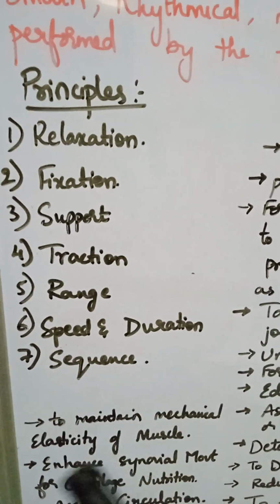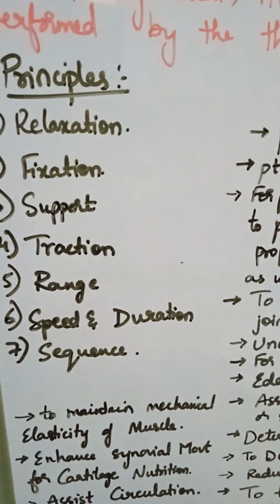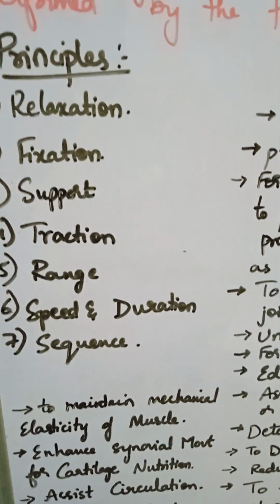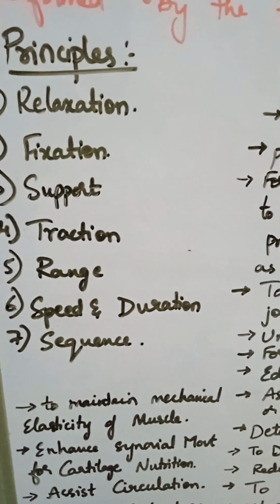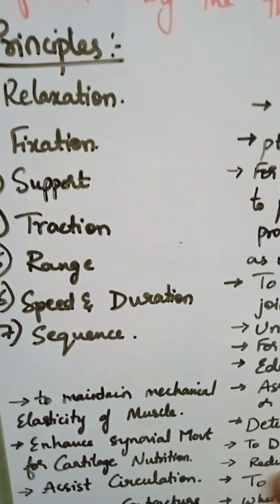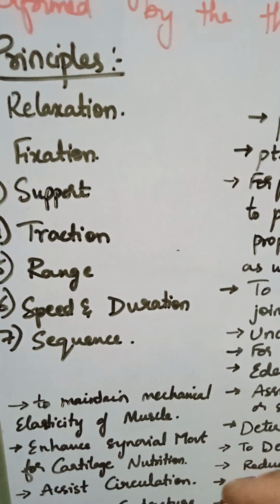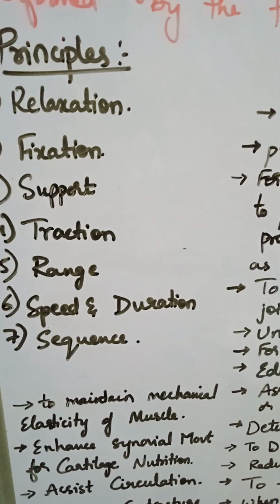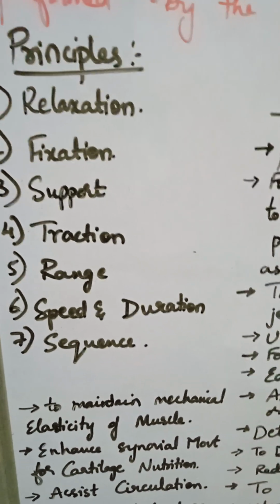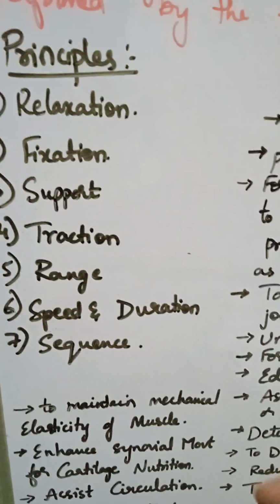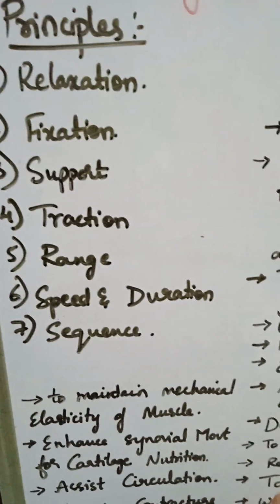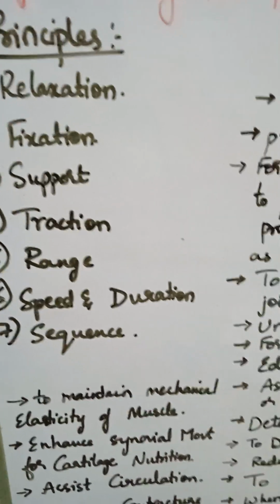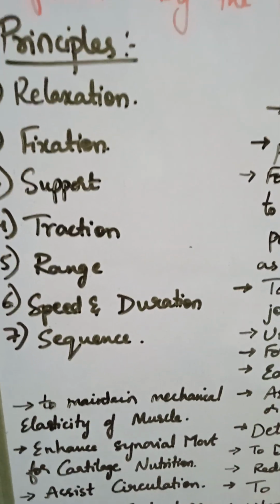Last comes the sequence, which is how we proceed with the treatment, that is, from proximal to distal or from distal to proximal. In flaccid conditions, that is weak, with no tone, hypotonia, we do the movements from proximal to distal, from above to below. For example, the shoulder joint movement is done first, then the elbow, then the wrist and the fingers. That is in the flaccid condition. If it is a spastic condition, or if you are supposed to drain the venous return, lymphatic drainage or edema, it should be from distal to proximal. So this is the sequence.